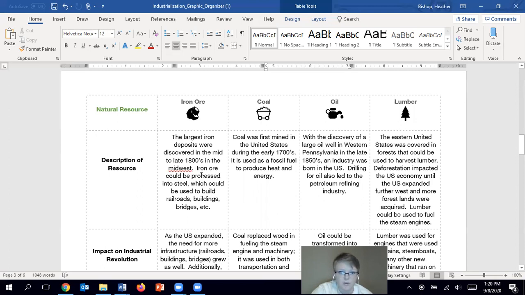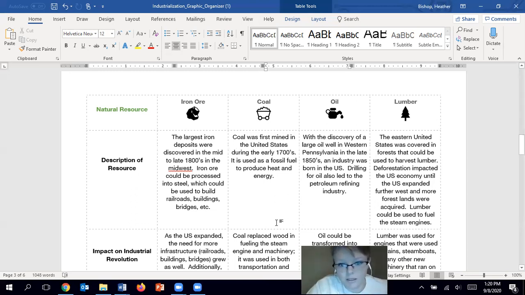Let's see, okay. Iron ore could be processed into steel, which could be used in buildings, railroads, bridges, all of that. So iron ore is going to be huge, especially for the steel industry. It's going to actually be what puts Birmingham on the map because of Sloss Furnace and the Bessemer steel process, which is going to come out of Birmingham. So that's why it's called the Iron City and all of that.